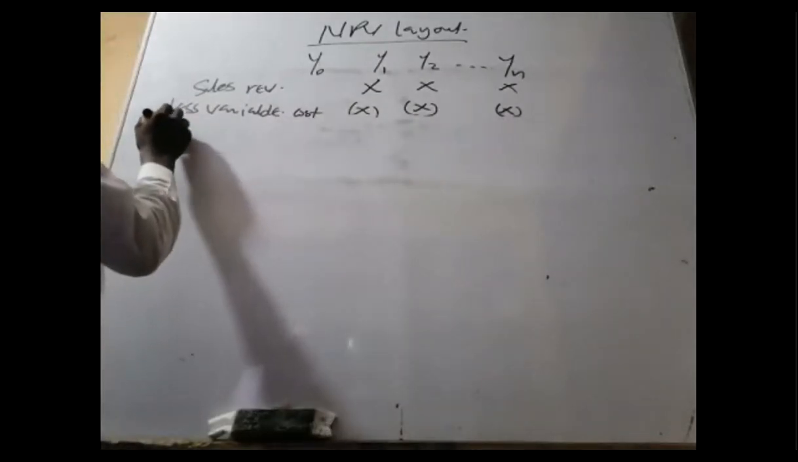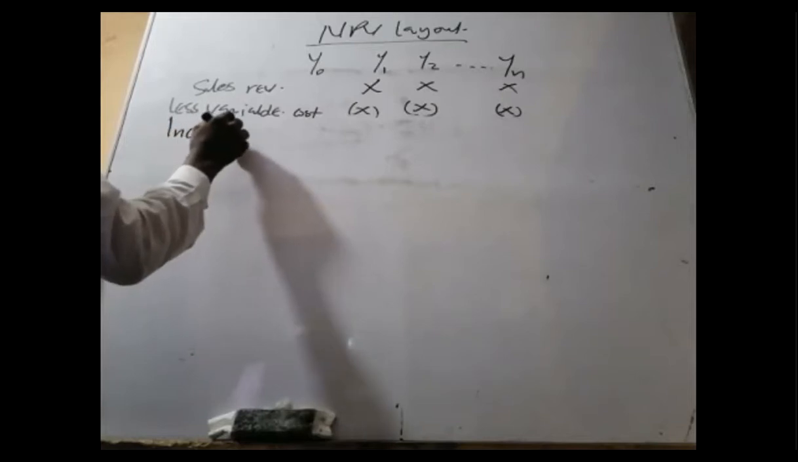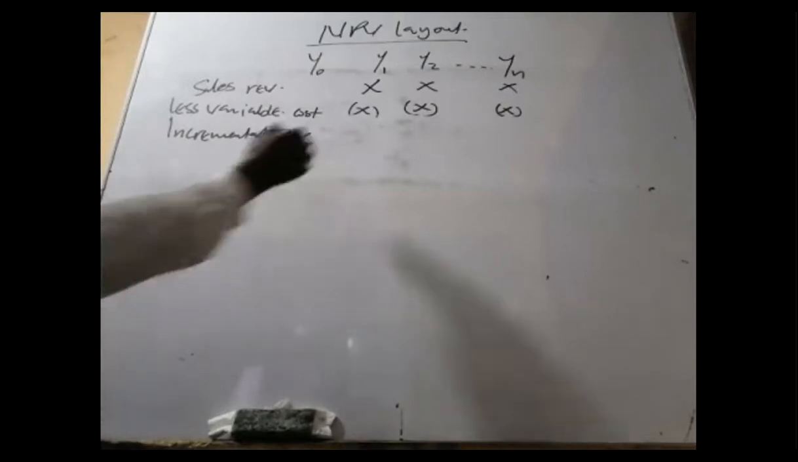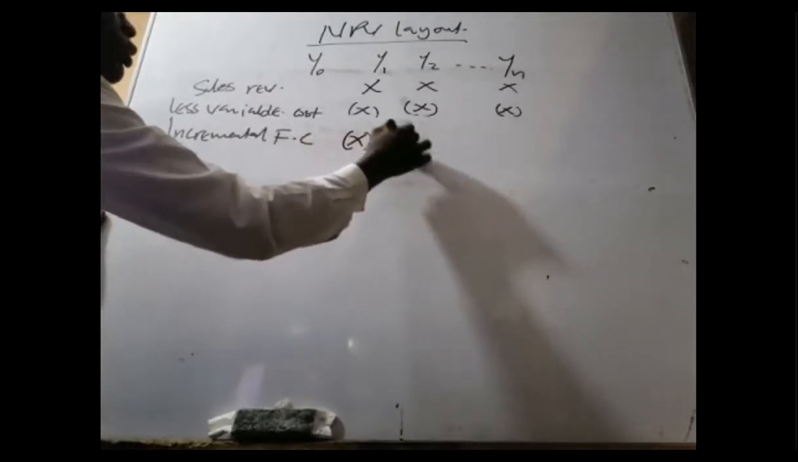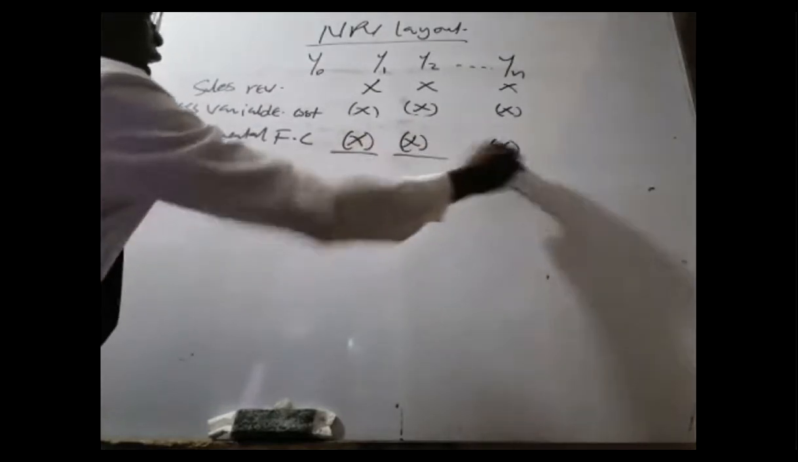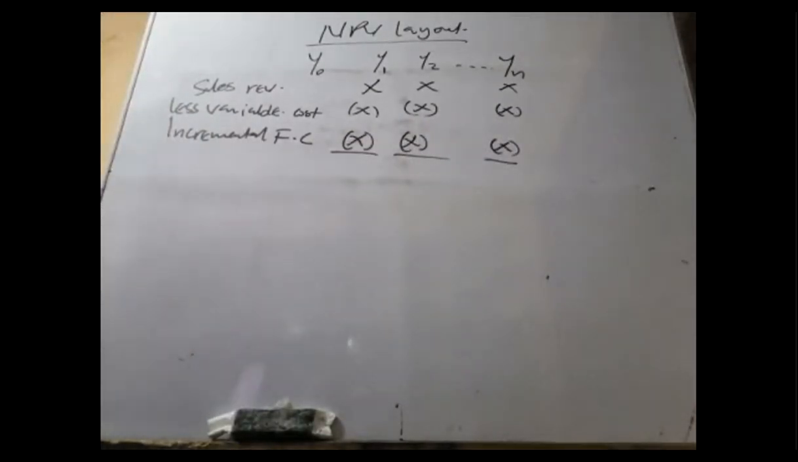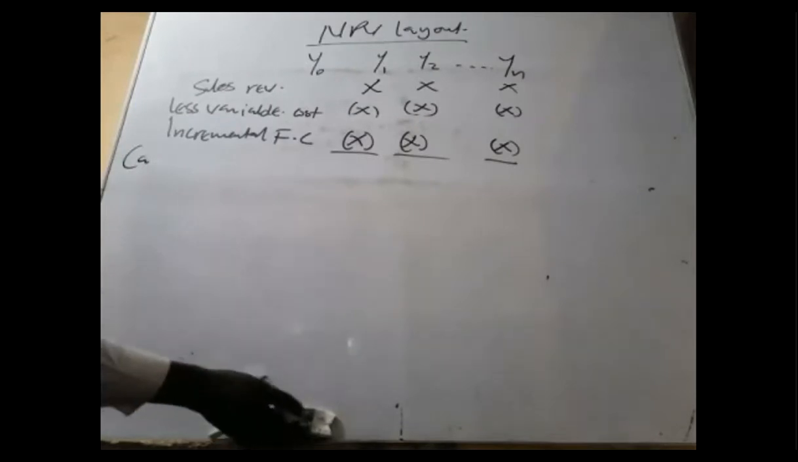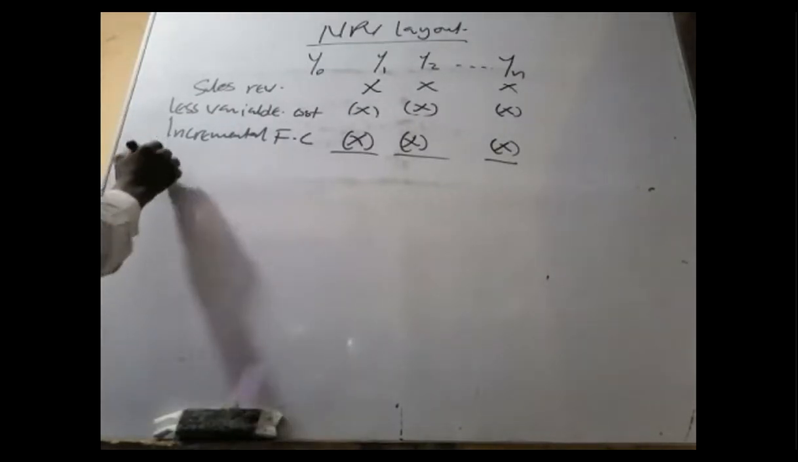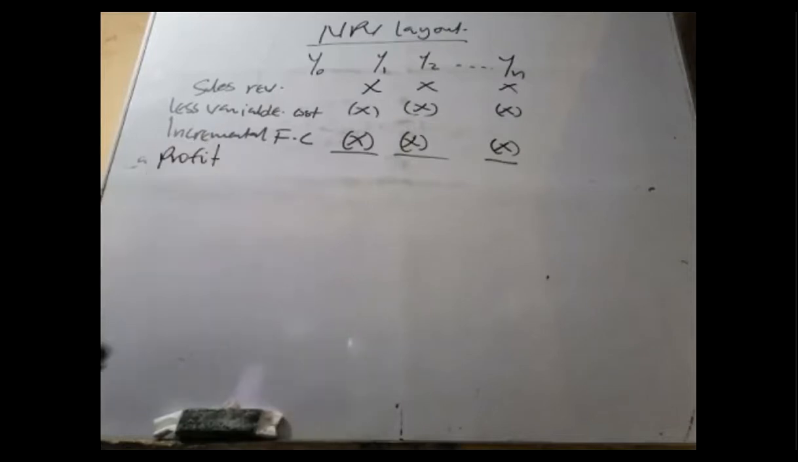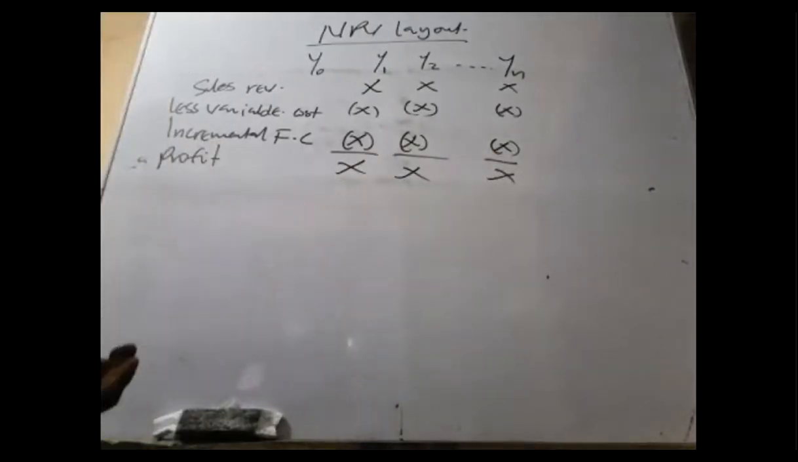But normally I continue the game. I go to less incremental fixed costs. I'll subtract that one too. Then finally, I'll get what you call cash profits. Call this one cash profits, or you can just call it profit, but it's a cash profit. So profit, so much.